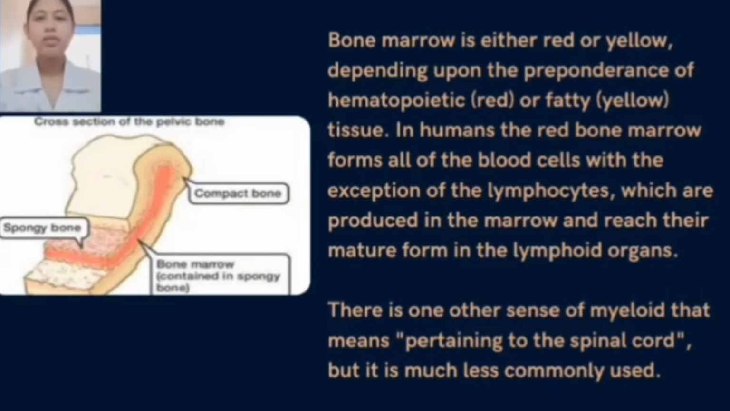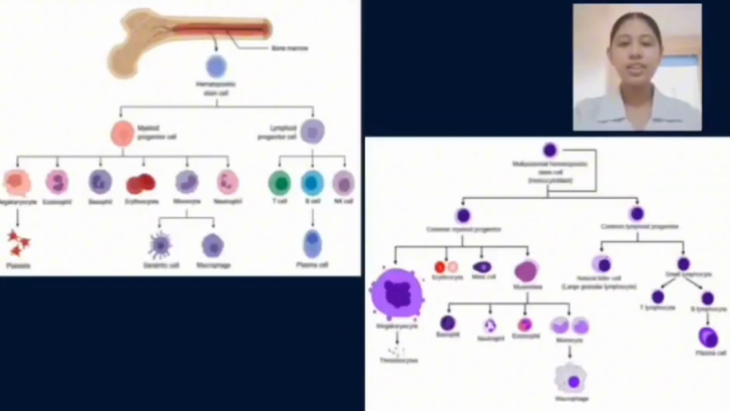Bone marrow is either red or yellow depending upon the preponderance of hematopoietic red or fatty yellow tissue. In humans, the red bone marrow forms all of the blood cells with the exception of the lymphocytes, which are produced in the marrow and reach their mature form in the lymphoid organs. There is one other sense of myeloid that means pertaining to the spinal cord, but it is much less commonly used. Next is myeloid. So, what is myeloid?